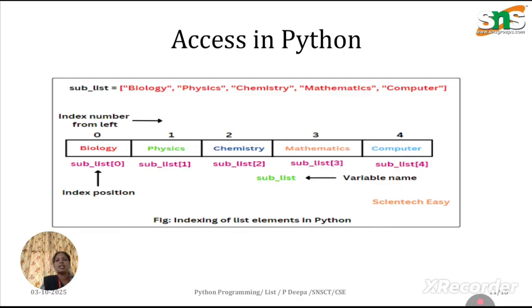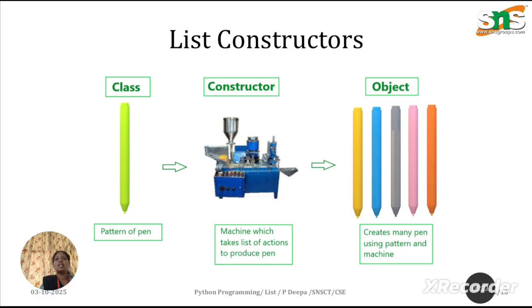Then accessing an element. Accessing an element uses the indexing value. The index goes from left to right, accessing the positions of the values, so that we can access the elements. The next one is the list constructor.